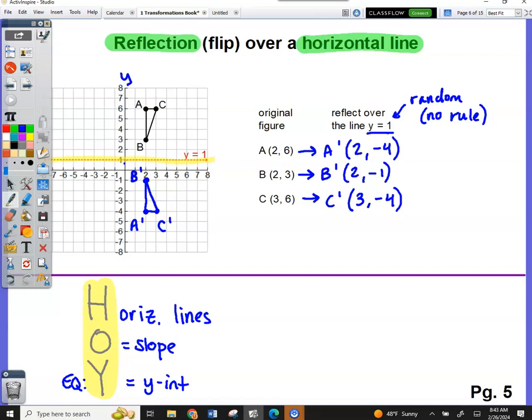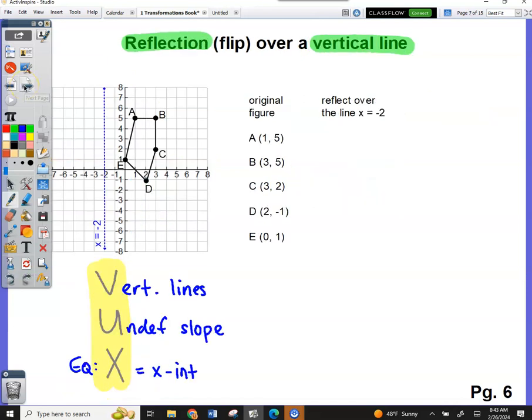All right, slide to the right. Let's do the example where we're graphing over a random vertical line. It is random. Again, that means there's no rule. So we are graphing over the line x equals negative 2. This is random, which means there is no rule. You cannot apply a rule here. You're going to have to actually map it out and count it.